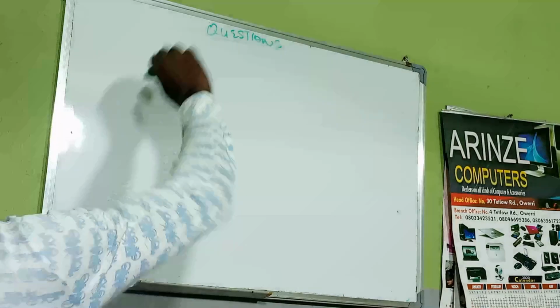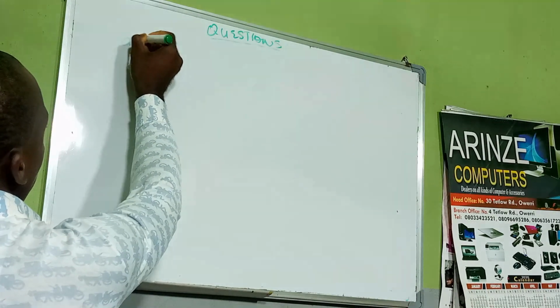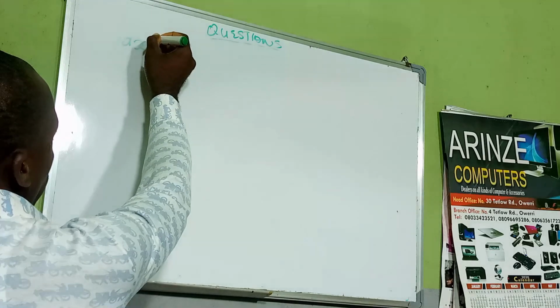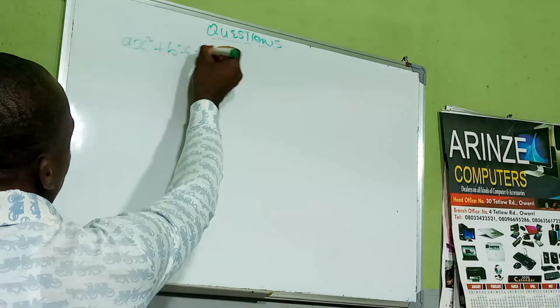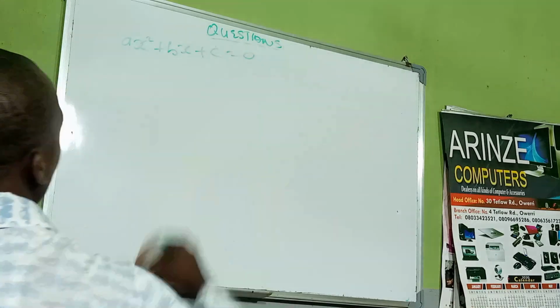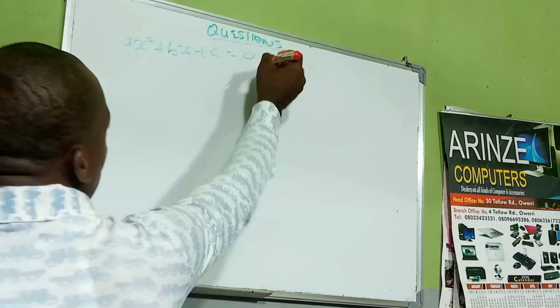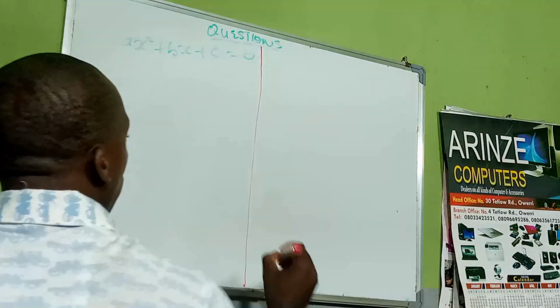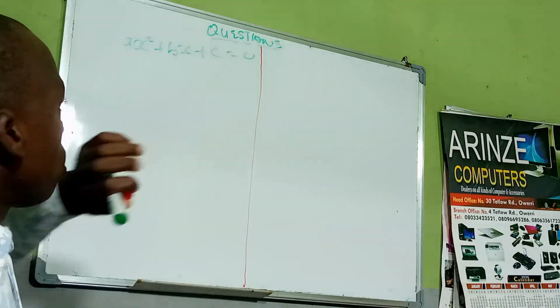Okay, so now from our quadratic equation, we are told that ax squared plus bx plus c is equal to 0. This is the general formula for the quadratic equation. So this is what we were told in our quadratic equation.